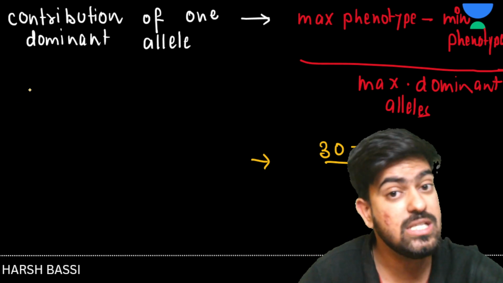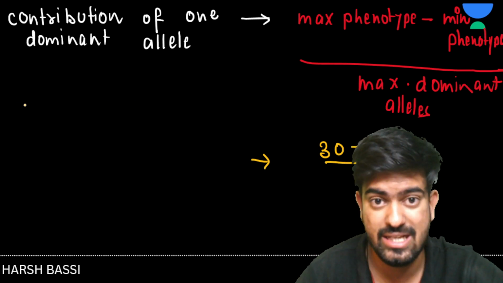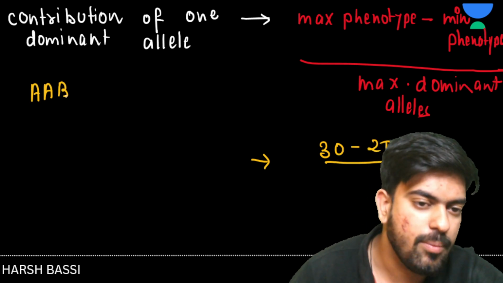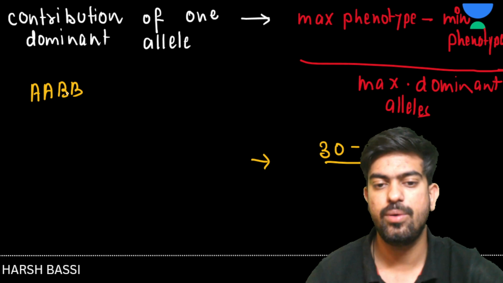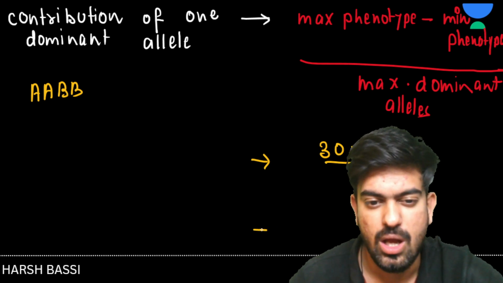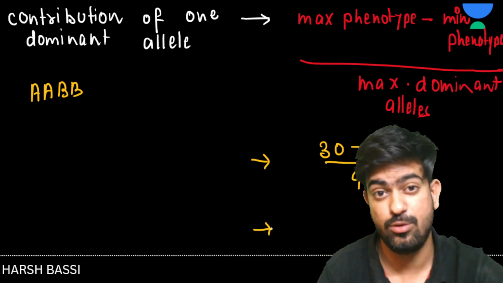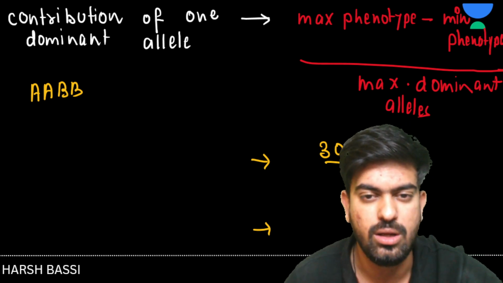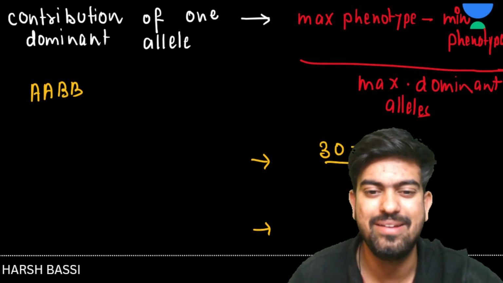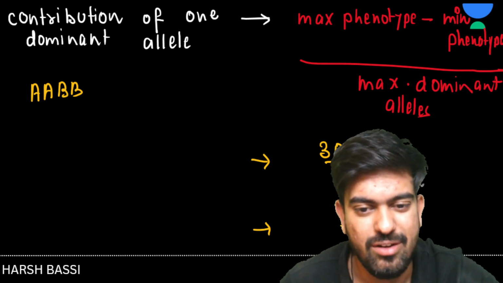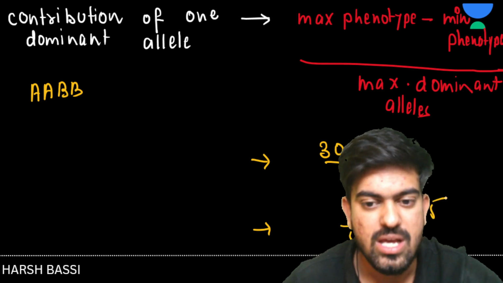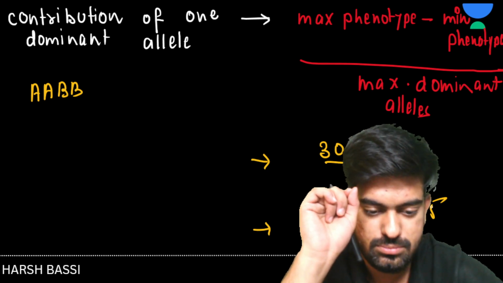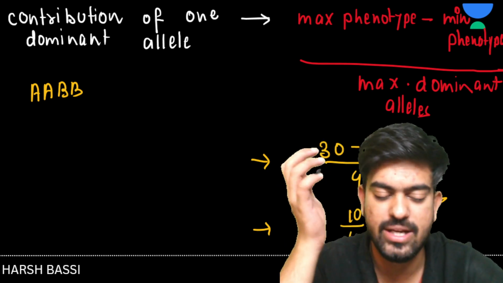Maximum dominant alleles here possible will be what? See, two genes are controlling the character, they said. So maximum, how many dominant alleles we can have? 4, divided by 4. If you are good in maths, 30 minus 20 is 10. So 10 divided by 4 will be 2.5. That means each allele is contributing how much? Which is 2.5. Okay, sir, we got it.